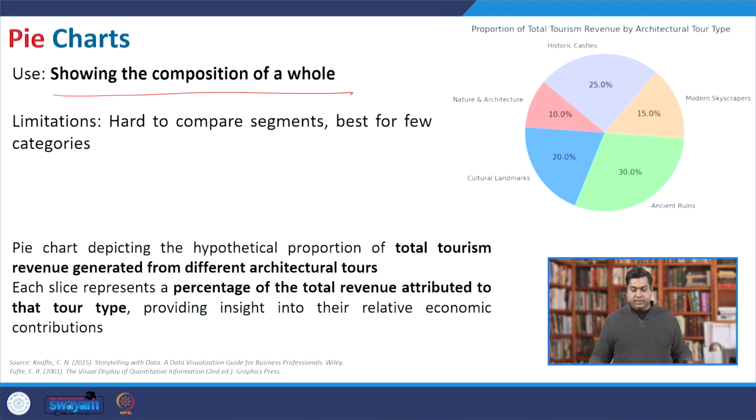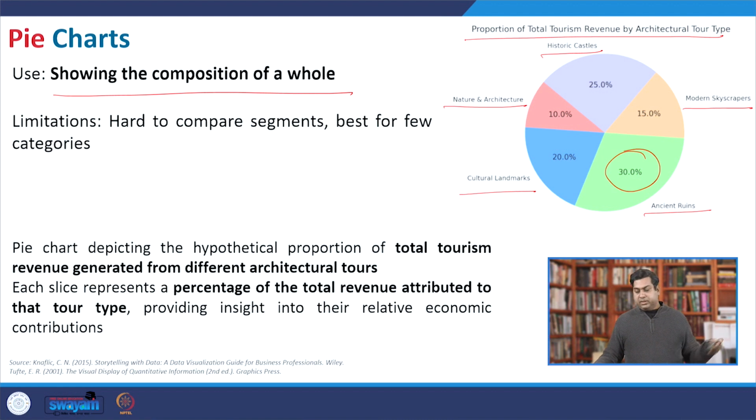Say for example, here is a hypothetical pie chart, showing the proportion of total tourism revenue by architectural tour type. So, if we say architectural tour type, it may be for visiting only the historic castle, or the modern skyscraper, or the ancient ruins, or cultural landmarks, or nature and architecture. Among all of them, it is very evident from this pie chart that 30% of revenue is generated from the ancient ruins. Again, this is just for practice and understanding purposes, we are using this kind of random data. In a real scenario, for a given context, it may be different. Maybe in some particular country the historic castle can contribute much higher than what is represented here.